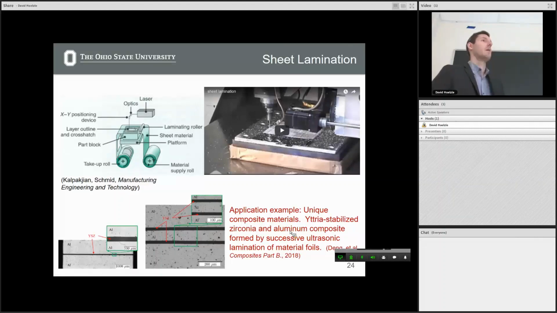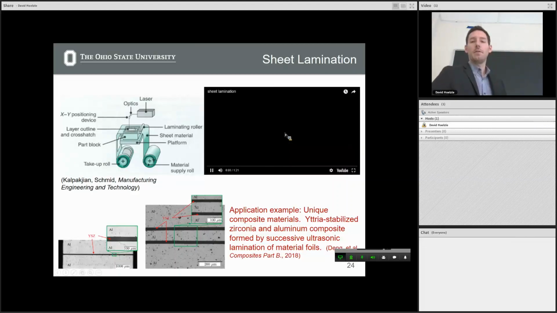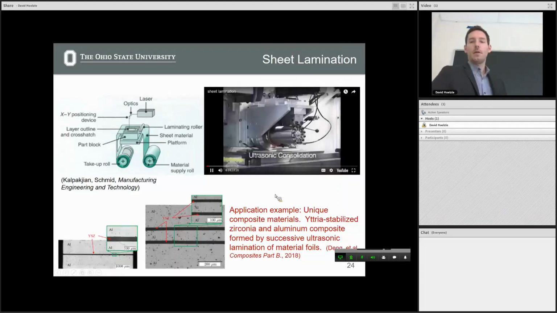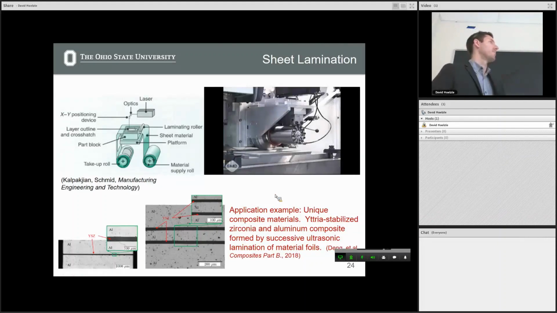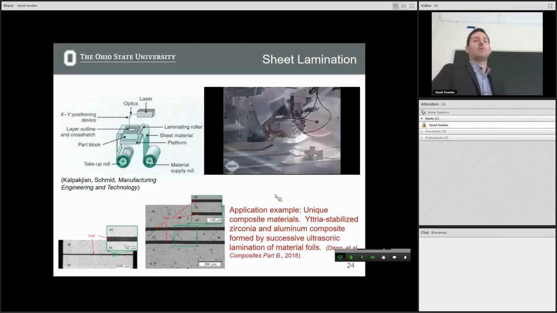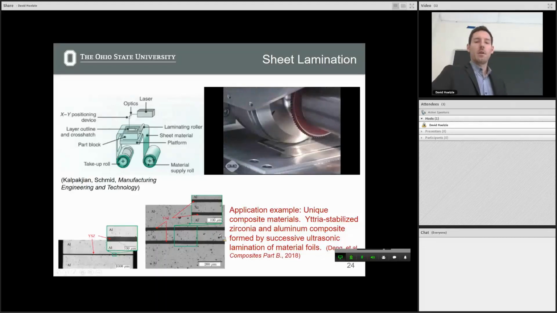Okay, so what this does is it uses an ultrasonic horn to take very thin films or thin foils of different material feedstock, and it then essentially creates with ultrasonic energy, causes then the interfaces of these two different materials to actually mechanically interlock, and now you can create composite structures, which is very unique. You don't see this too often.